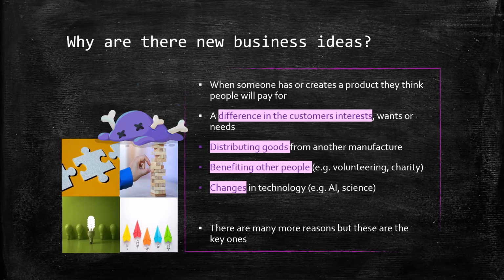Distributing goods from another manufacturer. If someone has a product they'd like to put on your website or market, benefiting other people, like volunteering, charity campaigns, etc. Or changes in technology, for example AI or science. Every time science improves, there might be a new iPhone or a new iPad. There are more reasons, but these are the main ones.